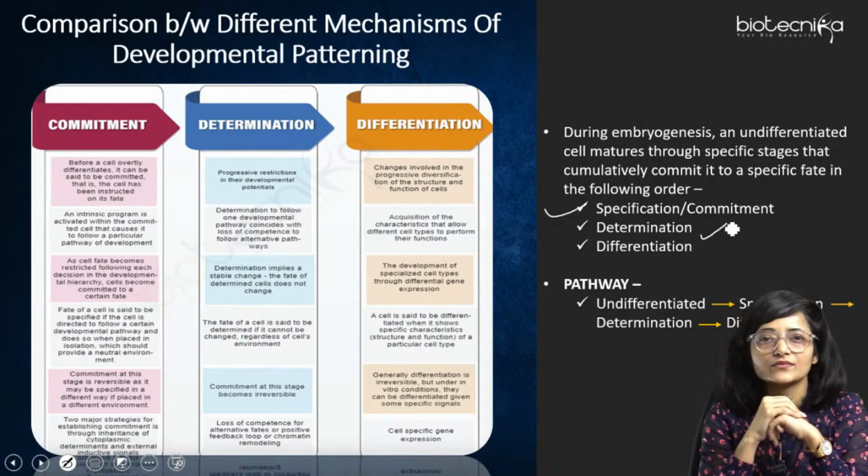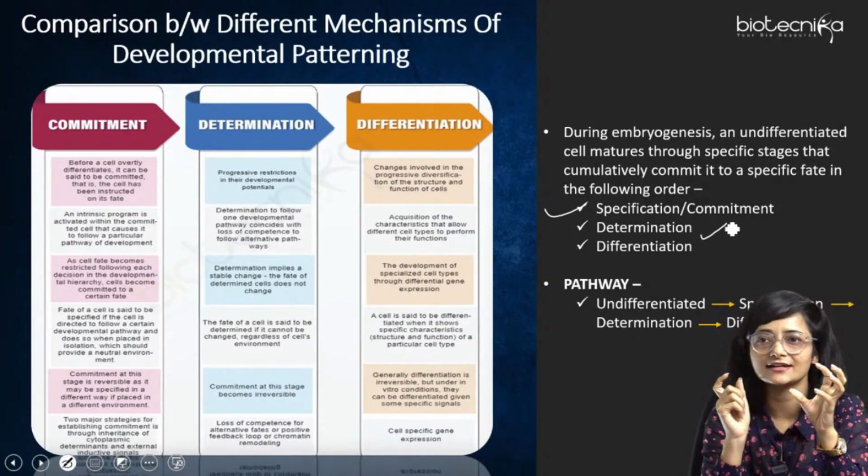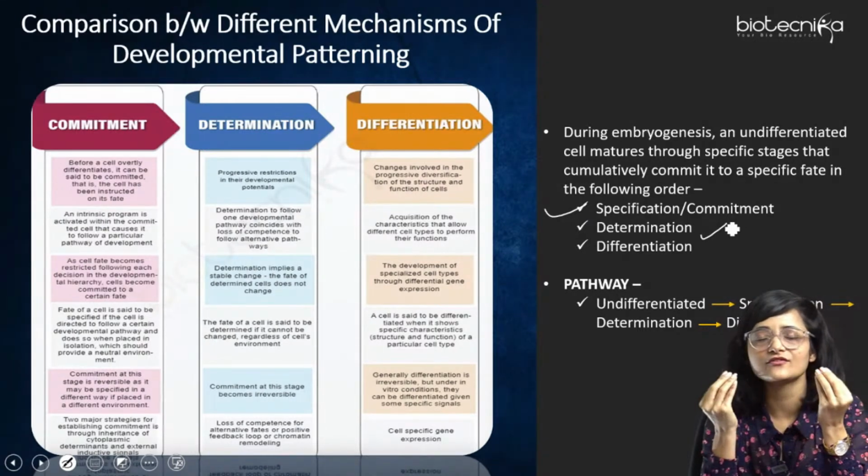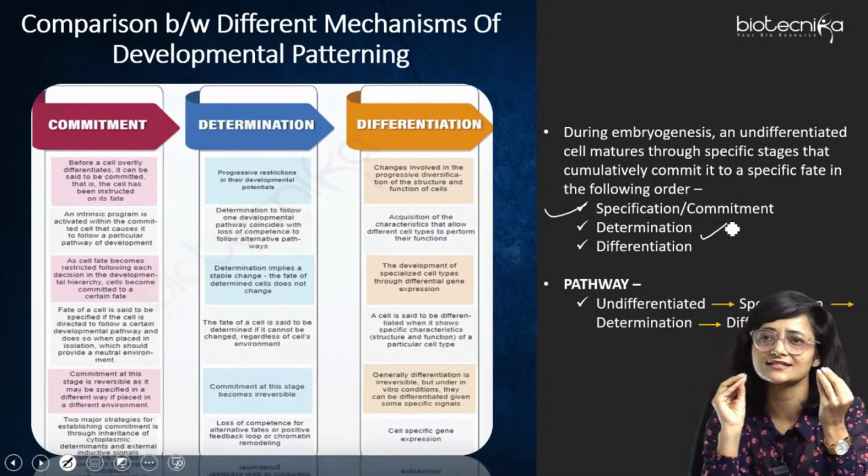Then comes that the determination implies a stable change. The fate of the determined cells does not change, right? There is a stable product or the stable cell type it will be producing. It won't change its cell type. Then the fate of the cell is said to be determined if it cannot be changed, regardless of the cell's environment. Even if we change the environment of the cell, still the cell is determined to produce a certain kind of cell type.